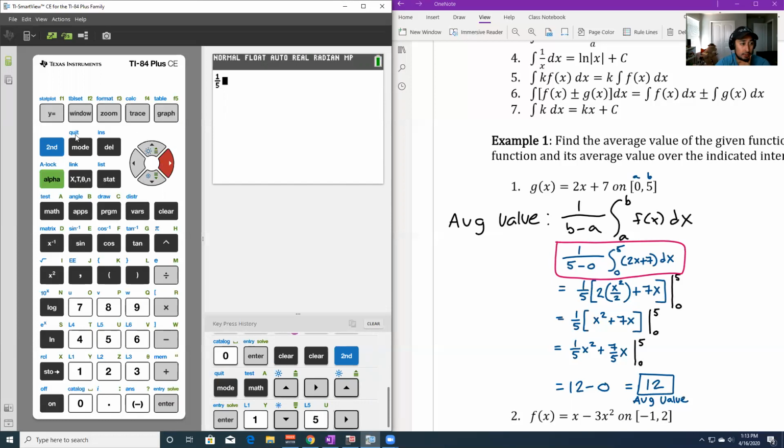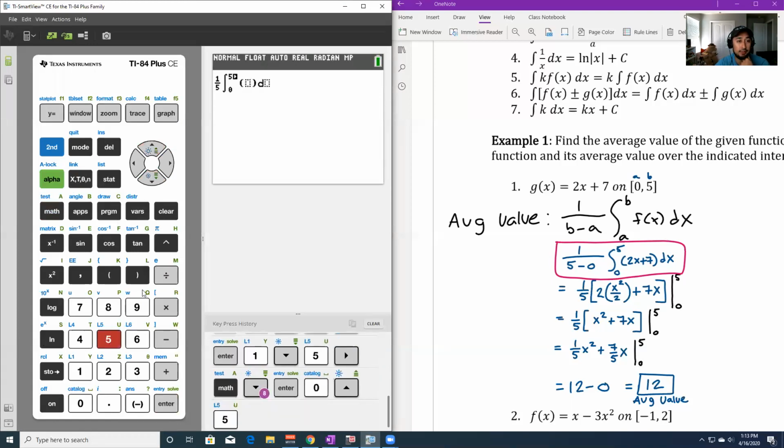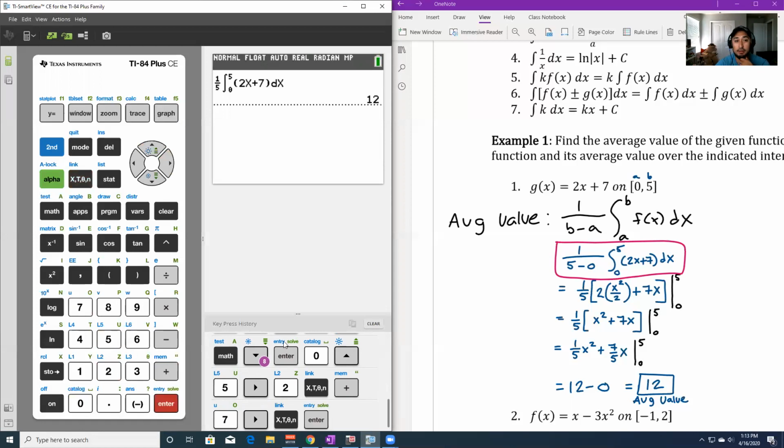So 1/5, then I go math, go down to FN integrate, we're doing this from 0 to 5. And this is going to be the function 2x plus 7 with respect to x. There it is. Hit enter, and my goodness, 12 automatically. Crazy, I know, right? And you could have even done it with the 0.2 in front, because that's what 1/5 is, 0.2. And we still get the same answer.